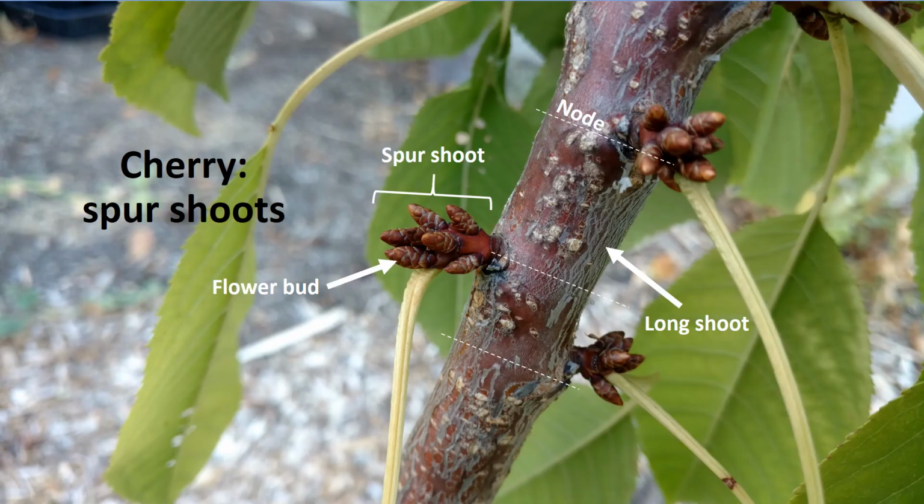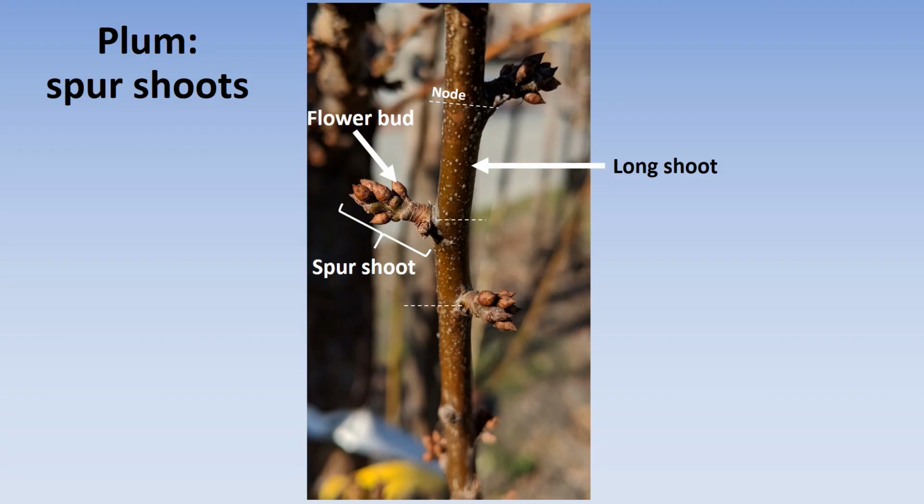Here is an example of long and spur shoots on a cherry tree. The main branch bearing the spurs is a long shoot. Notice the internode length. The spur shoot bears many flower buds. Each bud is attached to the spur shoot at a node. Therefore, the internodes on the spur shoot are extremely short. Here is an example of long and spur shoots on a plum tree. The spurs appear unbranched, as in the cherry tree.